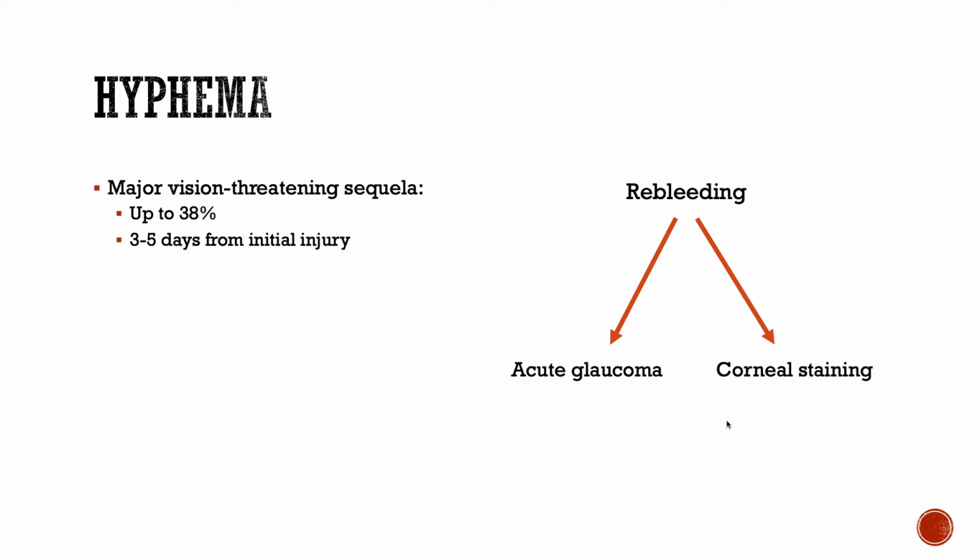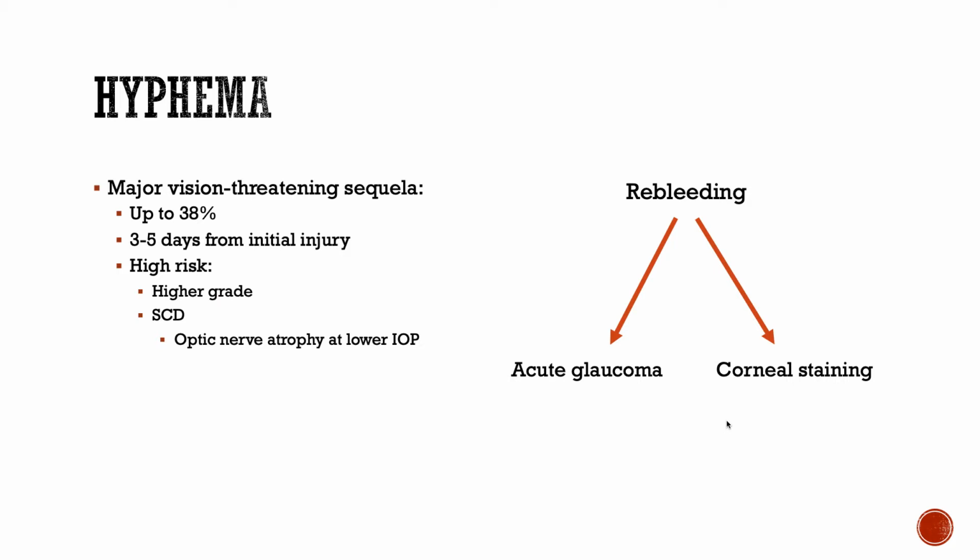Complications: rebleeding is a significant complication, and the higher the grade gets, the more at risk you are of having a poor visual prognosis in terms of acuity and vision. It occurs up to 38% of the time with this typical injury, and it typically occurs in the first 5 days after the initial injury. It can lead to elevated intraocular pressures leading to acute glaucoma, as well as corneal staining of the eye. Kiddos that are at higher risk, like I mentioned, the higher the grade is, the more at risk you are of rebleeding.